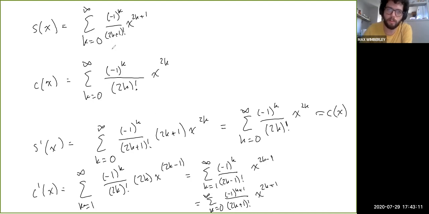So notice now that it's k plus 1, so you can just factor out a negative 1 and get rid of the plus 1. And that's negative s of x, right? So that's the first part. Any questions about that?